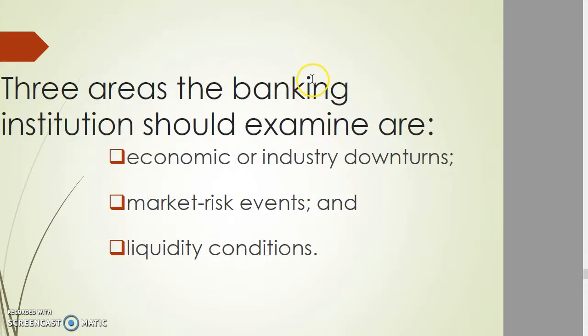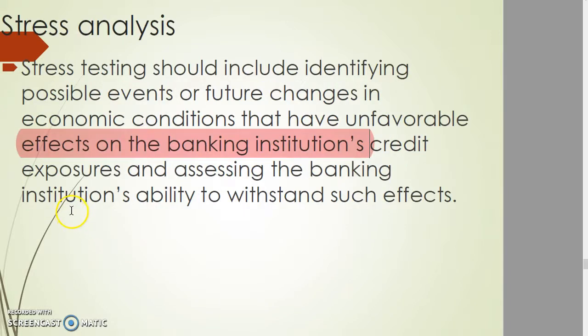For example, the banking institution will examine economy or industry downturns, market risk events, and also their liquidity condition, to ensure that they are able to give loans to their customers without leading to bankruptcy. So this is for the stress analysis, which is about the risk towards the banking institution itself, right?